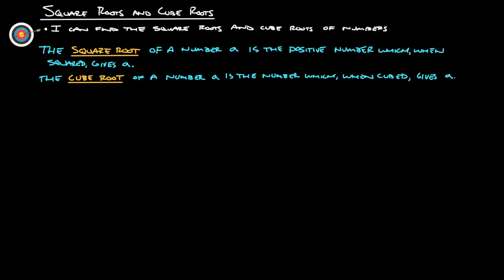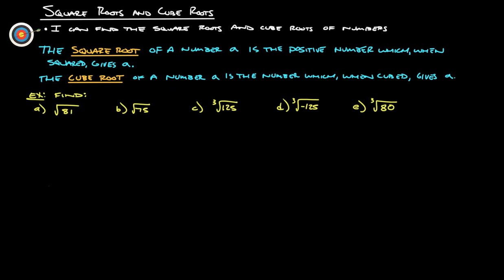Cube root of a number A is the number which, when cubed, gives A back. Okay, let's look at some examples, and that should hopefully help out. Find the square root of 81. So hopefully we recognize that 81 is just 9 times 9.